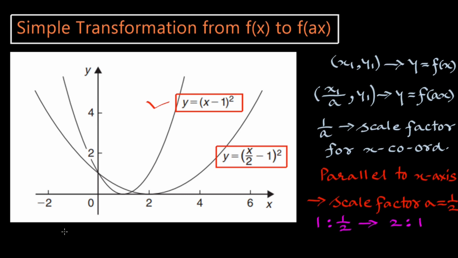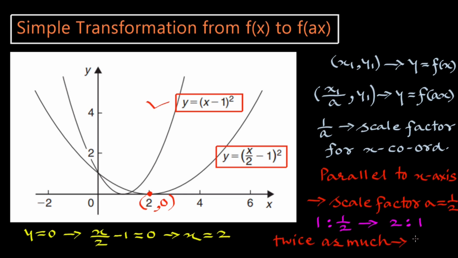We can obtain the vertex of the new curve by putting y = 0. So x/2 - 1 will be 0, giving us x = 2. Therefore, the vertex of the new curve lies at (2, 0). You also can see the new curve has been stretched twice as much along the x-axis.